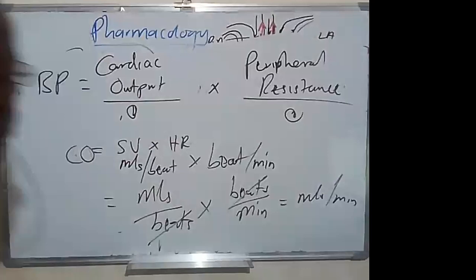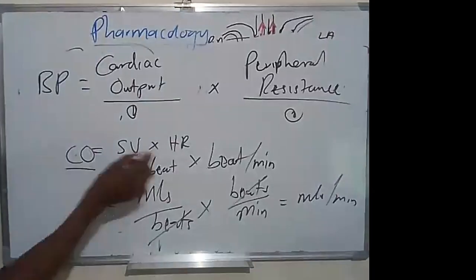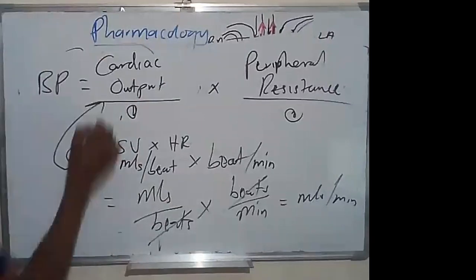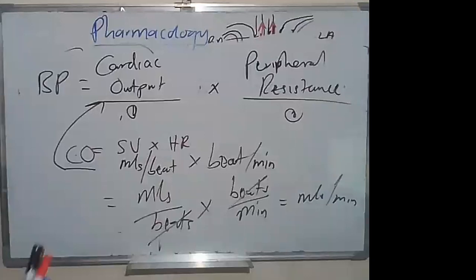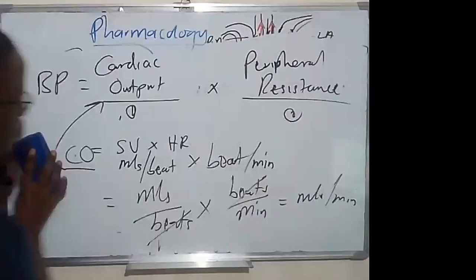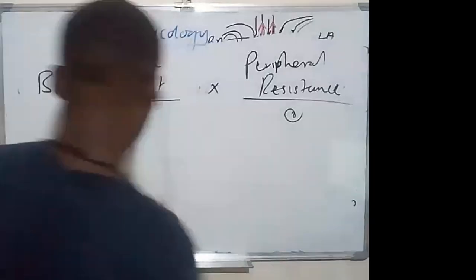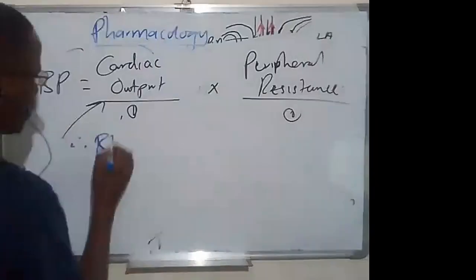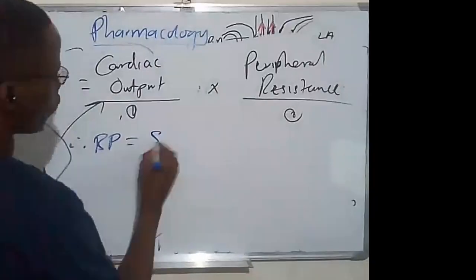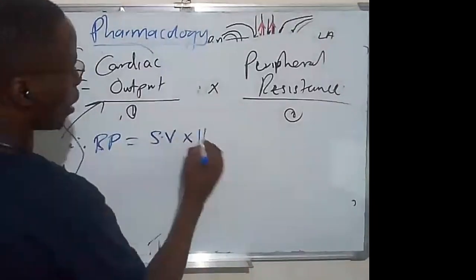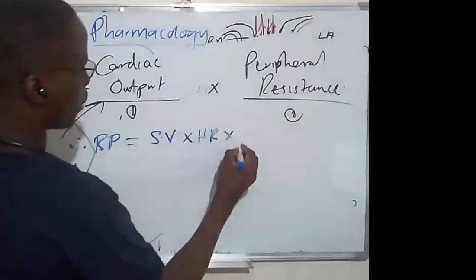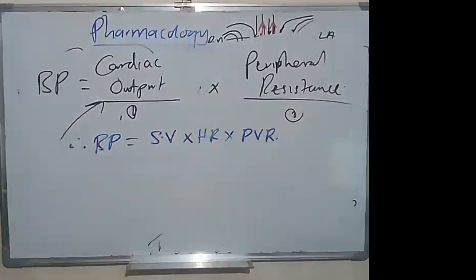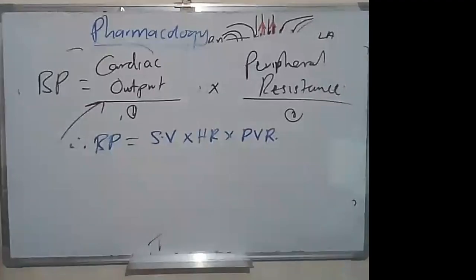Since we found that cardiac output is equal to stroke volume multiplied by heart rate, where there is cardiac output in that formula, we can put those parameters. Therefore, BP is equal to stroke volume multiplied by heart rate multiplied by peripheral vascular resistance.